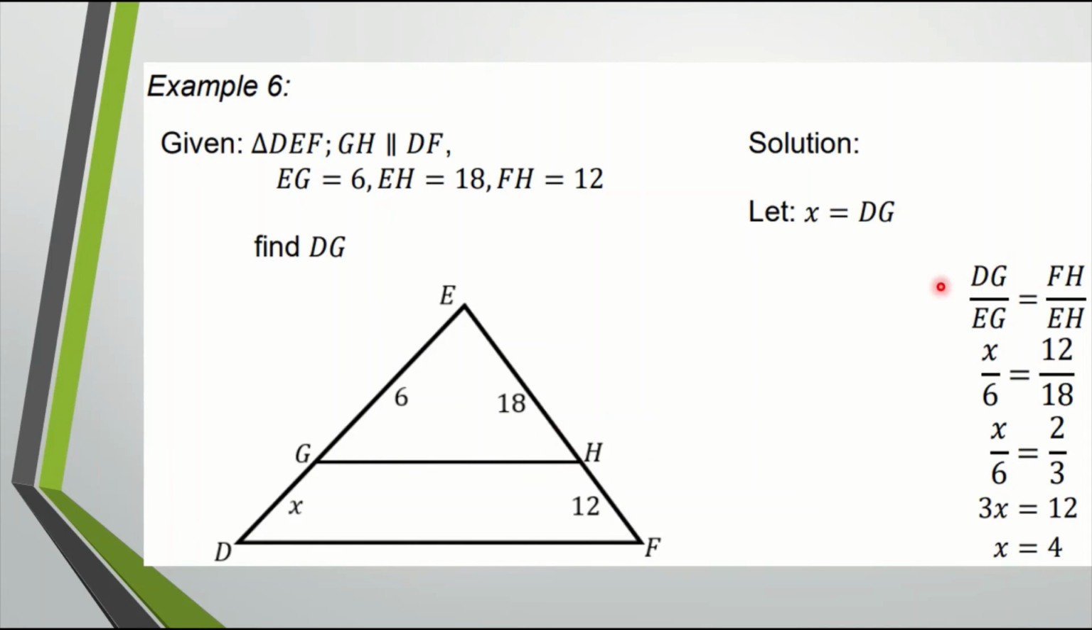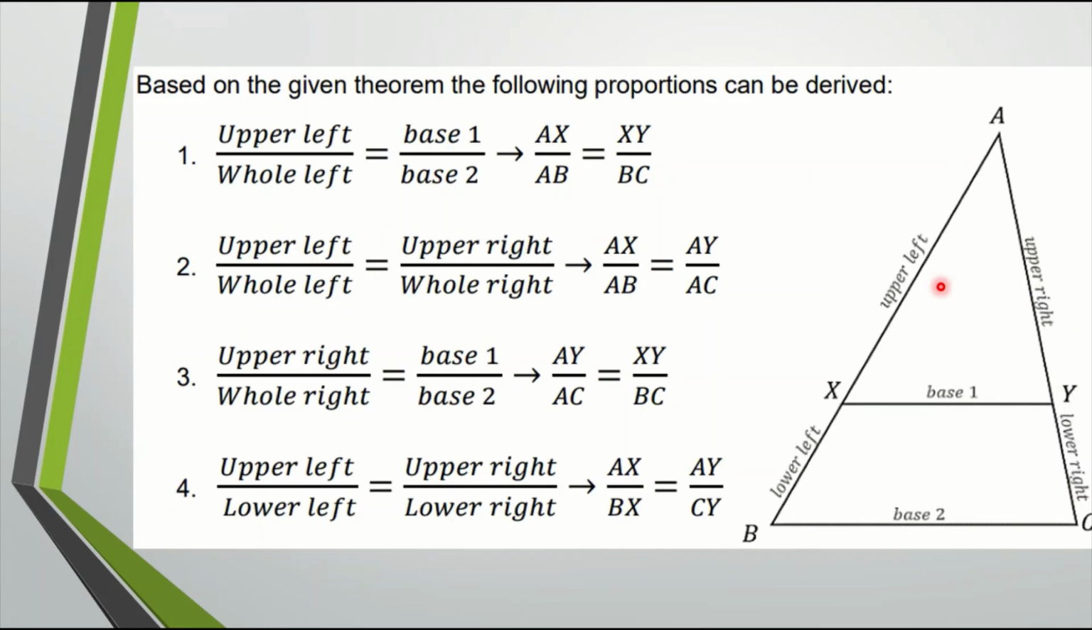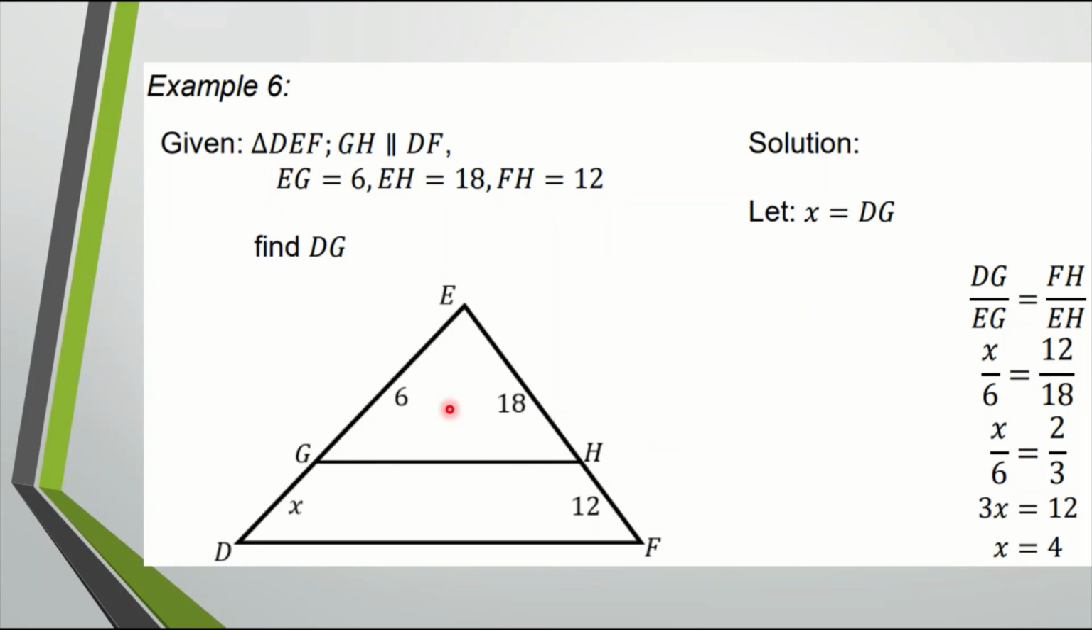So, kung gagamitin natin yung formula kanina, ito yun. Ang nawawala is ito, lower left. So, hanap ka dyan ng lower left. Pwedeng ito. O, yun. So, gagamitin mo ito. Upper left over lower left is equal to upper right over lower right. Sakto, yun ang given natin. Okay? So, DG over EG is equal to FH over EH.